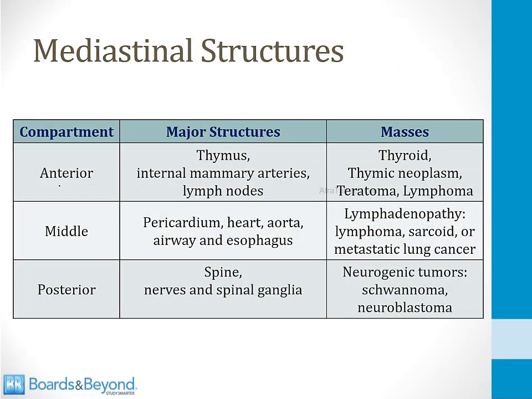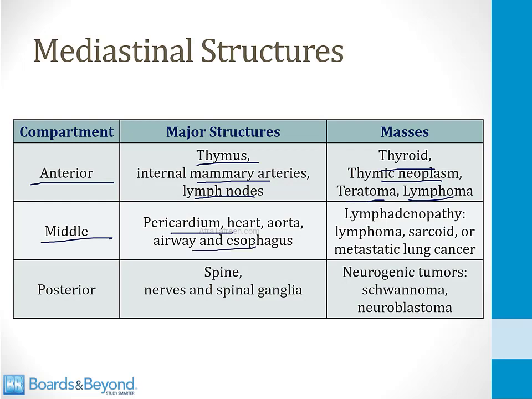On this slide, I've listed the three mediastinal compartments and the major structures that are found there and the masses that arise in those compartments. So let's go through the anterior one first. In the anterior mediastinum, that's where you find the thymus and the internal mammary arteries and lots of lymph nodes. Masses that arise here go by the mnemonic the terrible T's, and we'll talk more about this in a minute, but the reason they're called the terrible T's is because the masses tend to be thyroid, thymic neoplasms, teratomas, or terrible lymphomas.